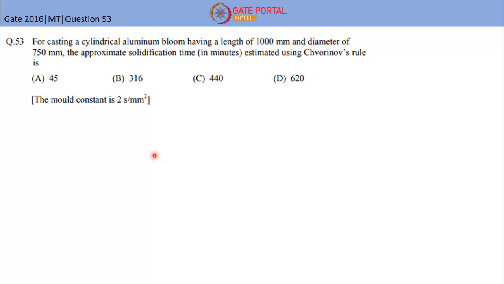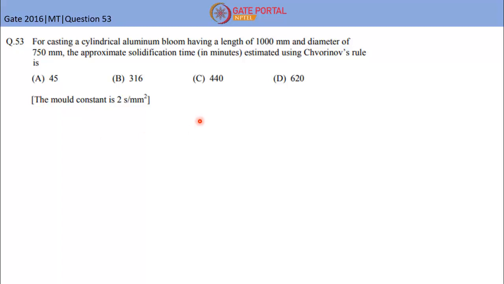Metallurgical Engineering question 53, which states that for casting a cylindrical aluminium bloom having a length of 1000 mm and diameter of 750 mm, the approximate solidification time, which they have specified in minutes, estimated using Chvorinov's rule, is... there are four options: 45 minutes, 316 minutes, 440 minutes, and 620 minutes. And they have given the mold constant to be 2 seconds per mm square.